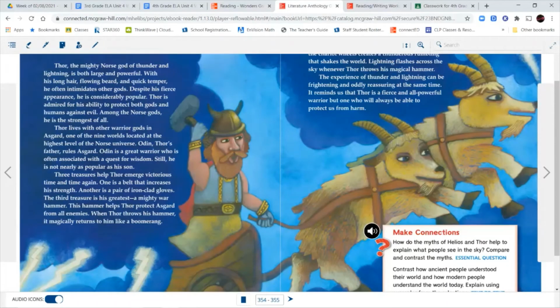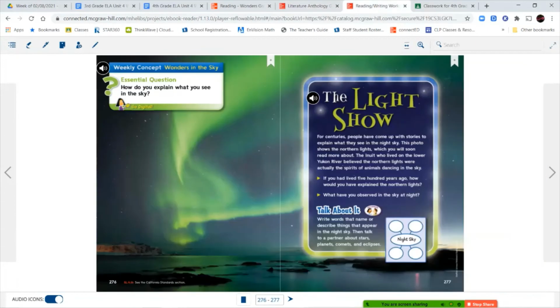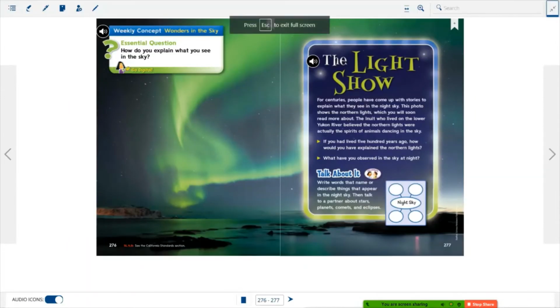All right, that takes us to the end of our stories in our literature anthology. Let's take a look at our reading and writing workshop. We're going to be reading a text called The Light Show.